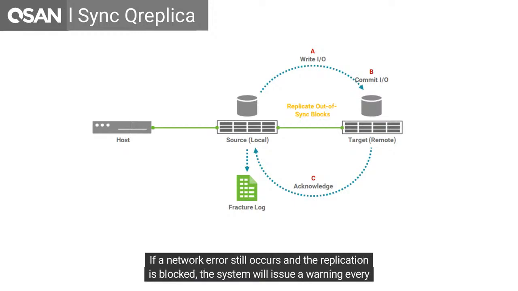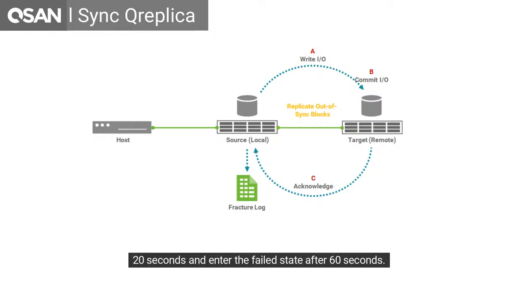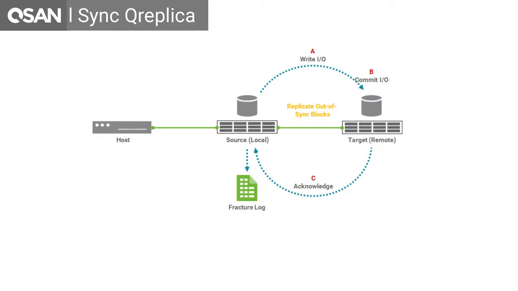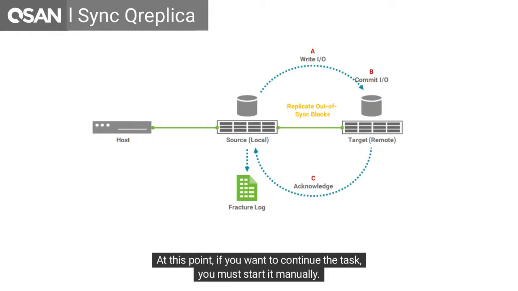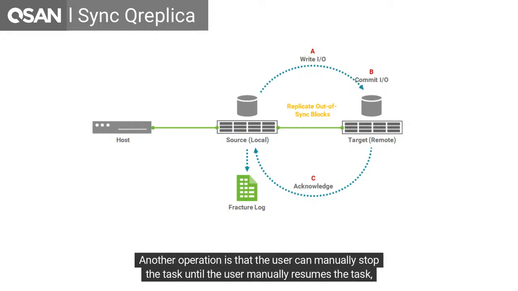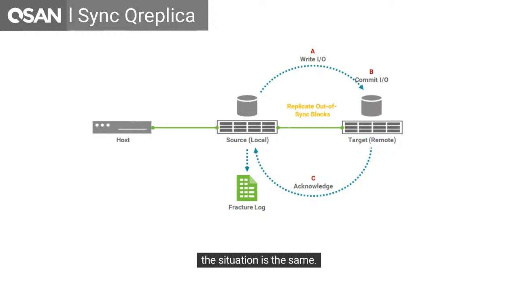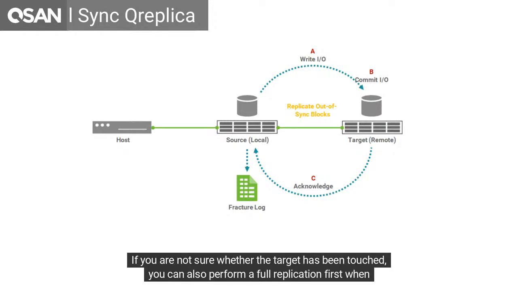If a network error still occurs and the replication is blocked, the system will issue a warning every 20 seconds and enter the failed state after 60 seconds. Therefore, the task will be stopped. At this point, if you want to continue the task, you must start it manually. Another operation is that the user can manually stop the task until the user manually resumes the task. The situation is the same. If you are not sure whether the target has been touched, you can also perform a full replication first when restarting the task.